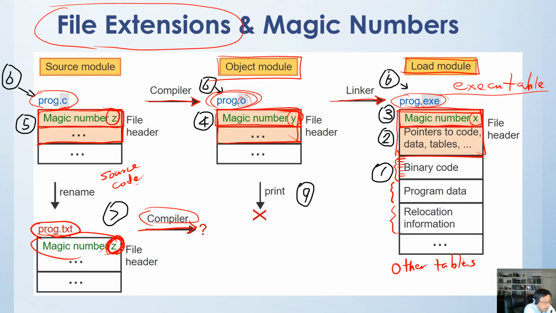You can also change prog.exe to prog.c, and then when the compiler tries to compile it, the compiler cannot recognize it, because the magical number says this is an executable. It's not source code. It's not C language. So it's still going to cause some problem. So the file extension is very vulnerable, and you must use the file extension carefully.